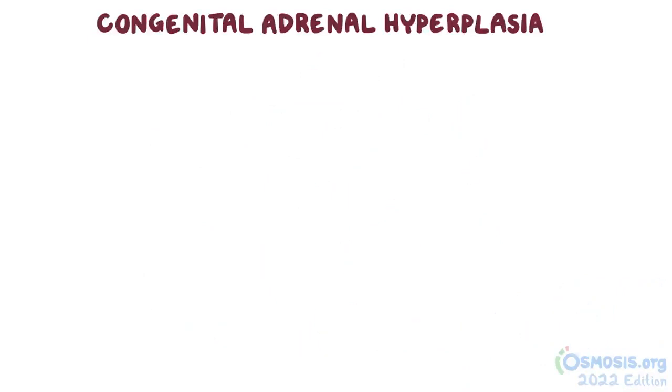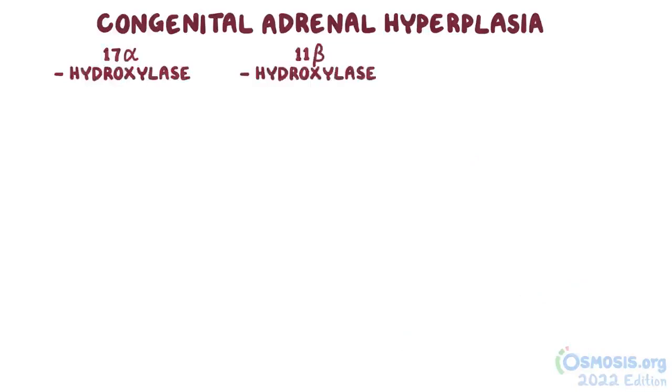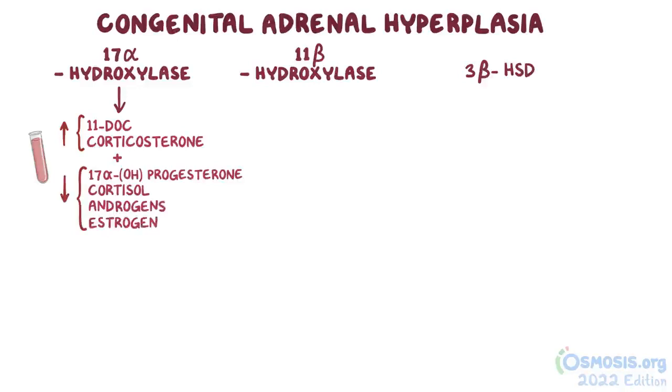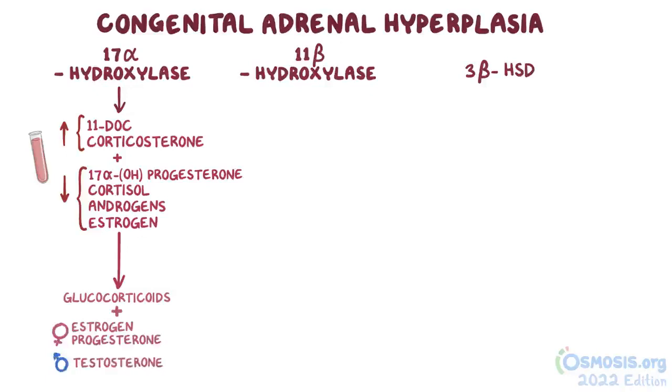Uncommon enzyme deficiencies include 17-alpha hydroxylase, 11-beta hydroxylase, and 3-beta steroid dehydrogenase. With 17-alpha hydroxylase, there's high serum 11-deoxycorticosterone and corticosterone, and low serum 17-alpha hydroxyprogesterone, cortisol, androgens, and estrogen. Treatment relies on exogenous glucocorticoid replacement therapy. Secondary sex characteristic development can be promoted with estrogen and progesterone therapy in females and testosterone in males.